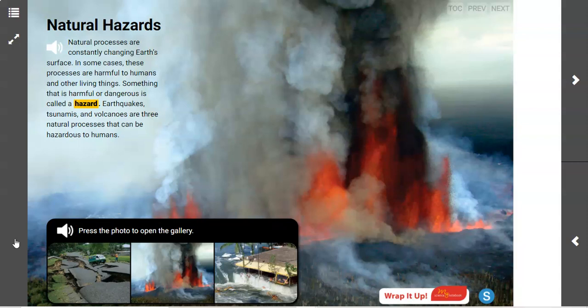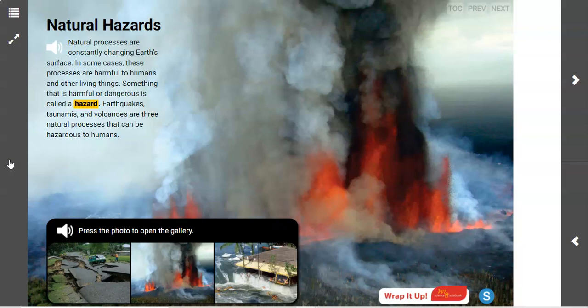In this unit, we're going to explore some really cool but very dangerous things that happen on the Earth, and we're going to talk about ways that we can reduce those impacts on humans. So today we're going to first start out by doing our first lesson called natural hazards. This is where we're going to talk about what natural hazards are and give us a preview of the things we're going to learn in the rest of the unit.